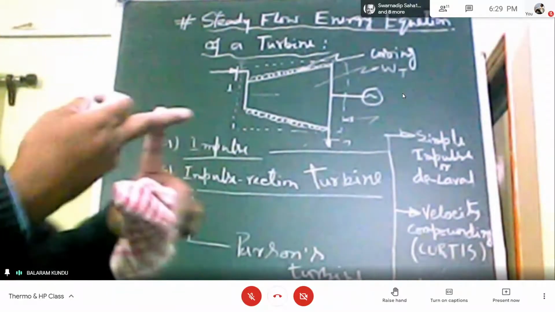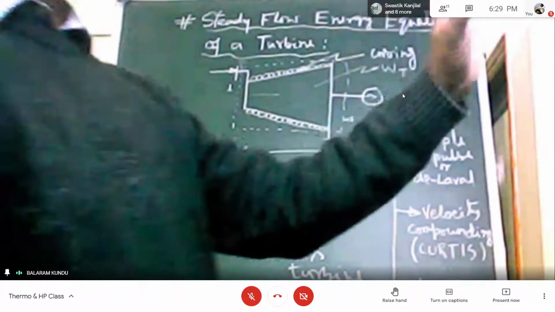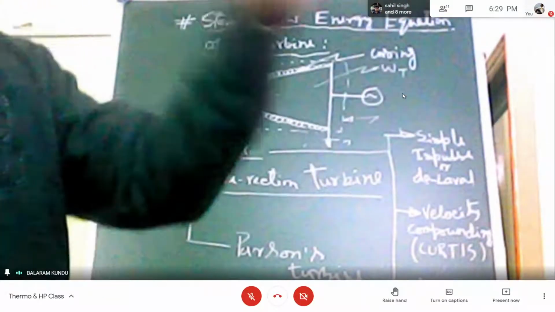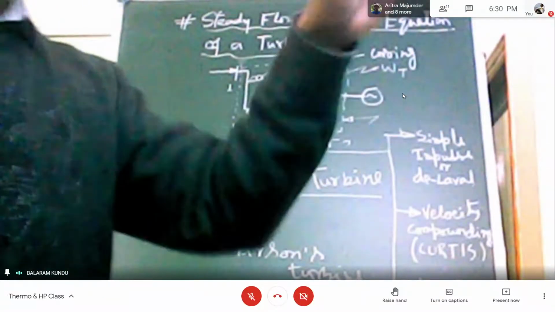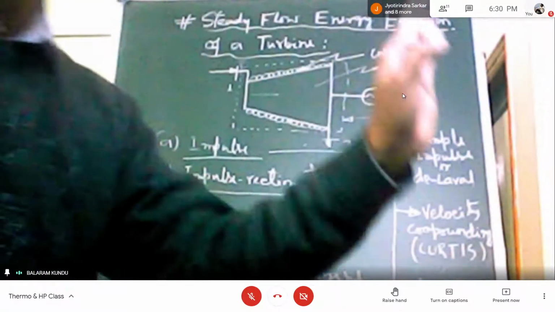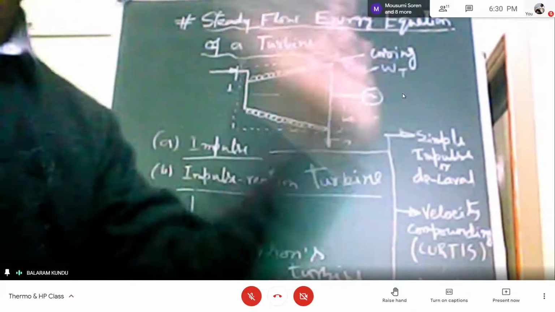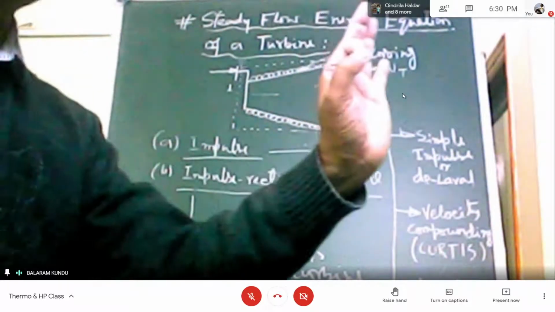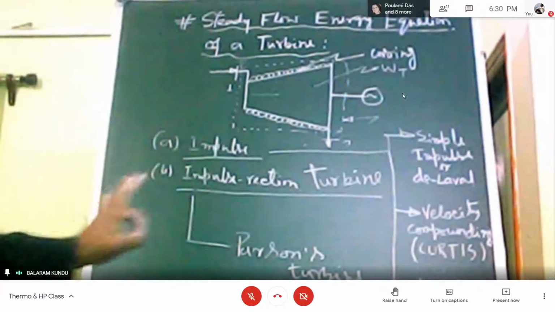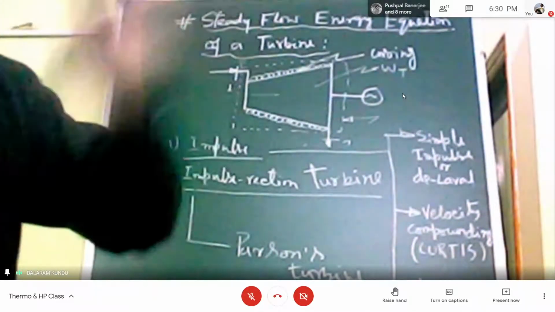Actually, impulse and reaction, so two forces are there: impulse force and reaction force, and a combination of these two. If the impulse force value and reaction force value are equal, then it is called a 50% reaction turbine, and it is called the Parsons turbine. Sometimes it is called a half degree reaction turbine. So many names are there. So the Parsons turbine is an impulse reaction turbine, or any other combination of impulse and reaction.